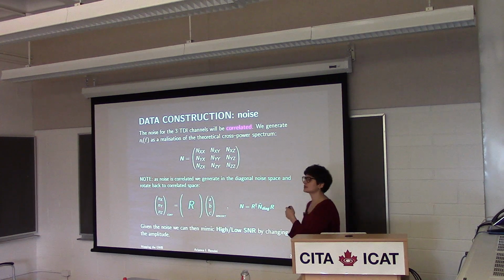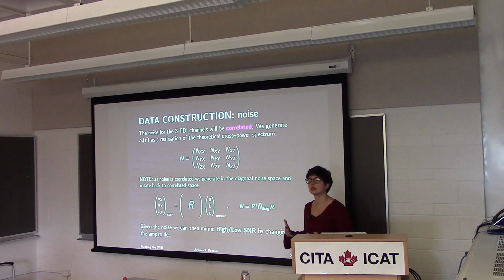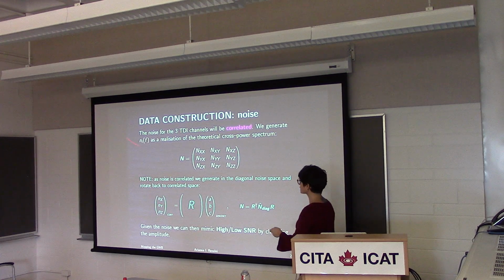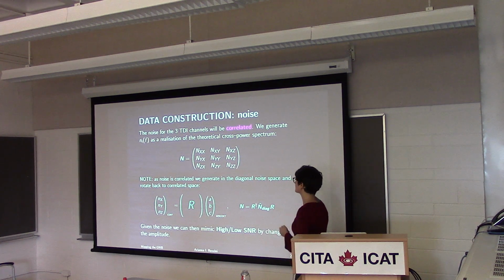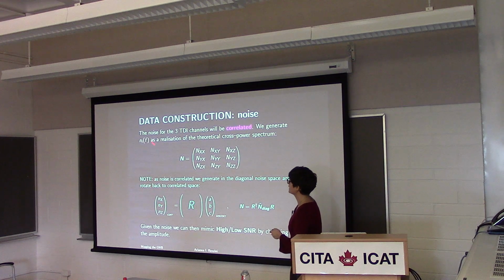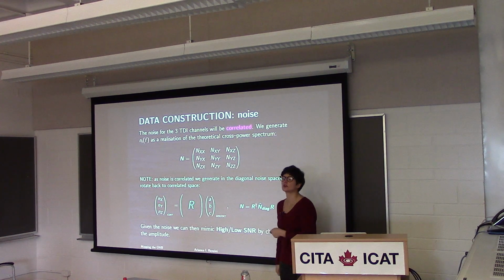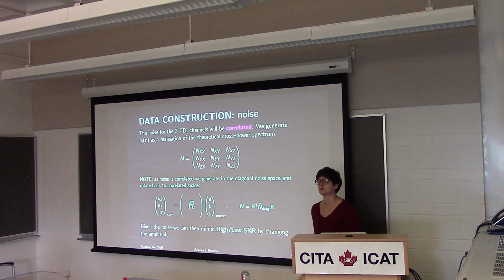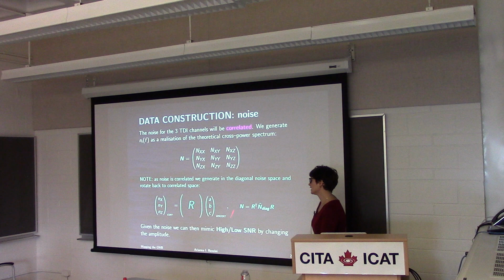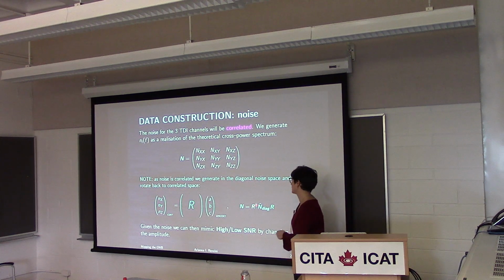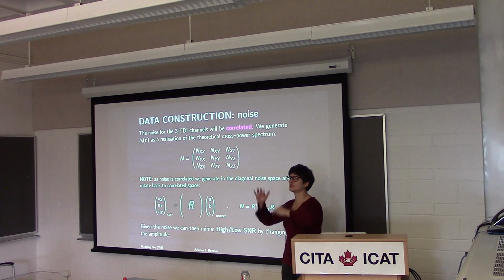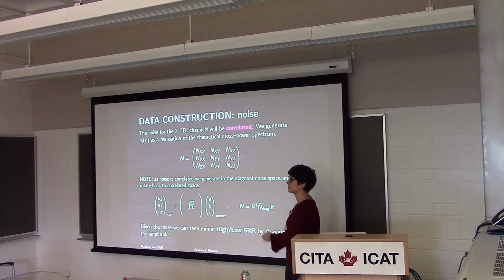Whereas the noise construction is a little bit trickier, right? The noise is correlated in the XYZ channels, so we need to generate a noise vector which encapsulates this correlation. What we do is generate a noise vector as a realization of the theoretical cross-power spectrum. So we have a model of what the cross-power spectrum should look like, and we generate a noise vector in the noise-diagonal space, and then rotate back to correlated space by borrowing the eigenvector matrix for the noise model. And then, of course, we can mimic high and low signal-to-noise regimes just by jiggling the amplitude of these noise vectors.